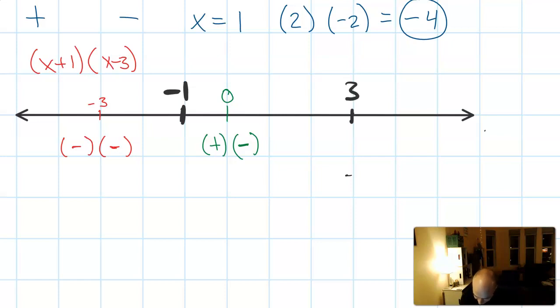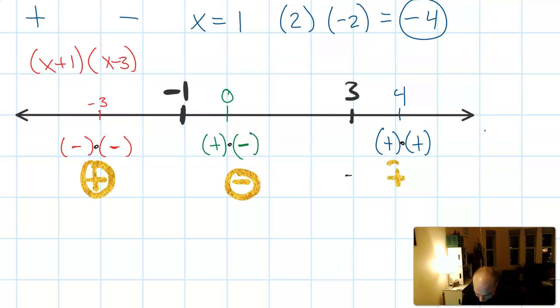When I check above 3, maybe 4, I know we already checked 4, but I'm just showing the sign chart. 4 plus 1 is 5, which is positive, and 4 minus 3 is 1, which is positive. So now I've written down the signs of each factor in each term, and I'm remembering that these factors, positive, negative, are multiplied together. 2 negatives multiplied together make a positive. A positive and a negative make a negative, and 2 positives make a positive again.